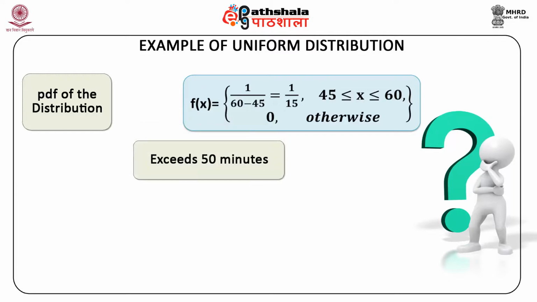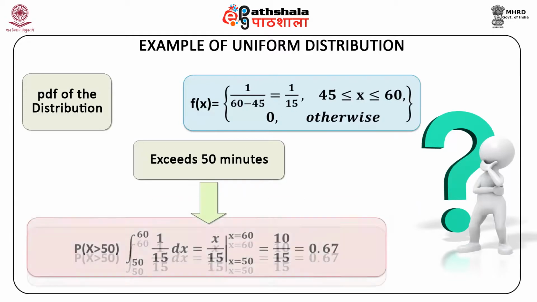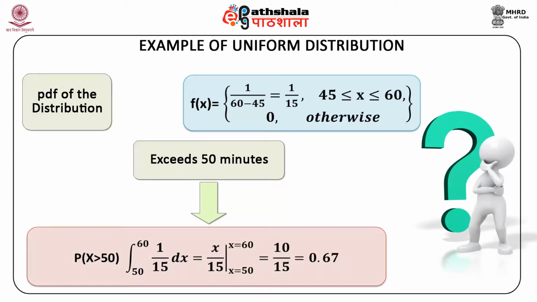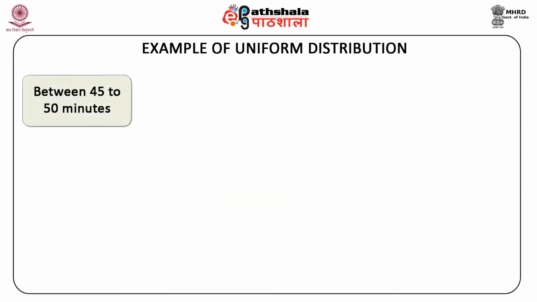Time exceeds 50 minutes, so the probability that x is greater than 50 is indicated by the integral from 50 to 60 of 1 divided by 15 dx, which is equal to x by 15, where x is equal to 50 and x is equal to 60, which is equal to 10 by 15, which is equal to 0.67.